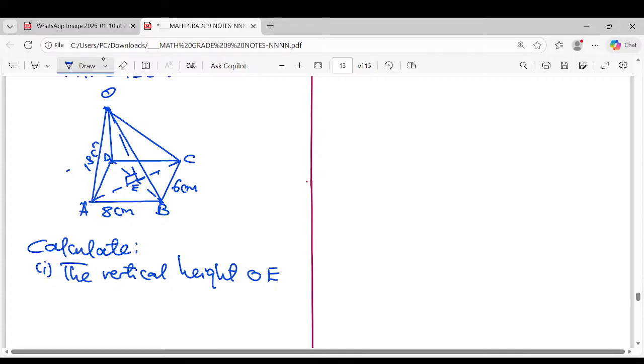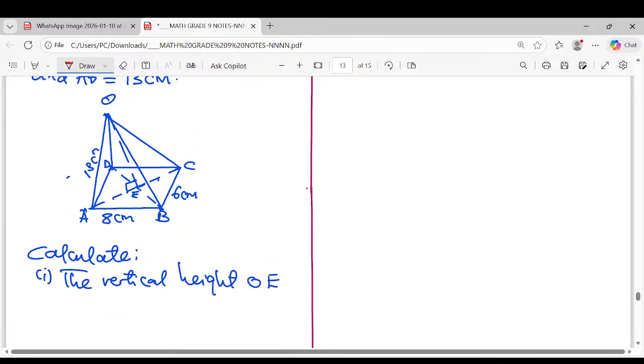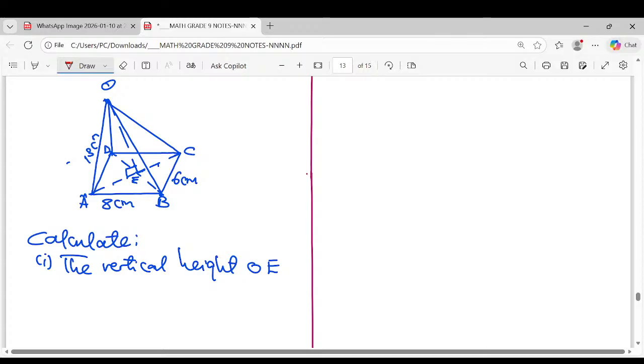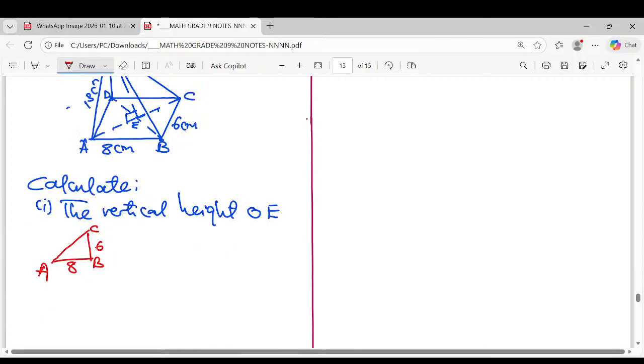So we need first to get that distance OE, the vertical height. You need to be very keen. For you to get that, first you need to get the diagonal AC. If this is A, this is B, this is C, this is 8, this is 6, the distance AC is given as the square root of 8 squared plus 6 squared. This gives you 10 centimeters.